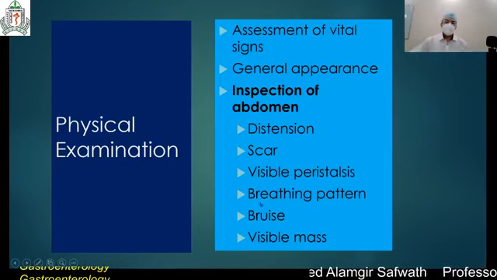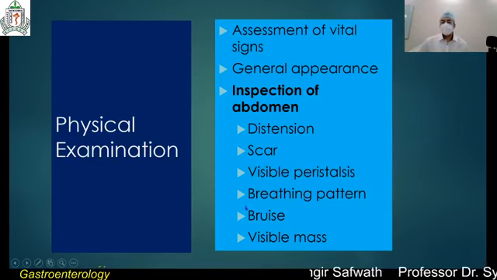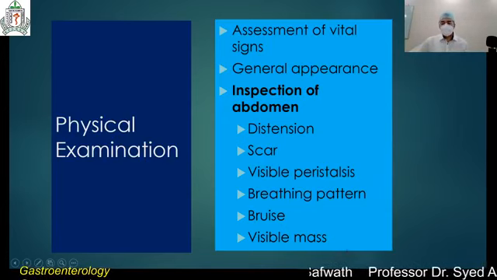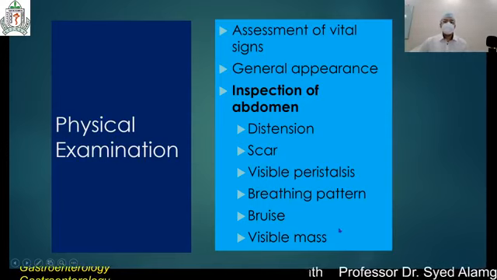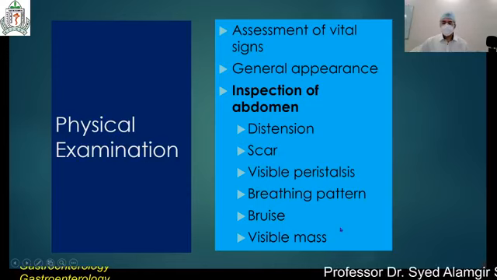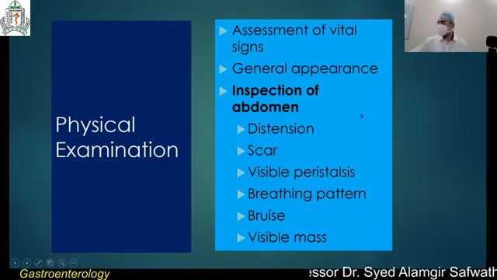Look for any bruise. We'll discuss later that there are some bruises which are accompanied with some types of abdominal pain. So you look for the presence of any bruise. And look for any visible mass. If there is any visible mass in the abdomen, it will suggest some causes of obstruction. So these are the things you have to look at in the abdomen during inspection.